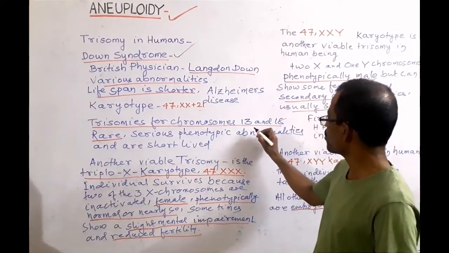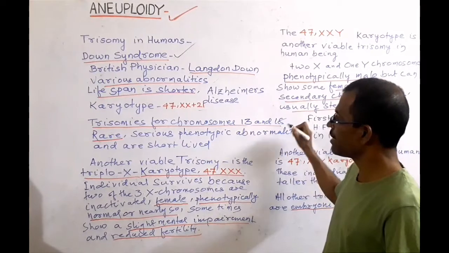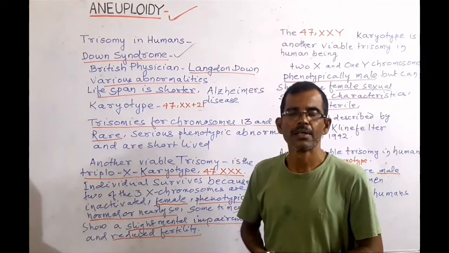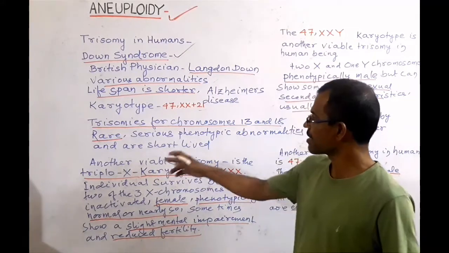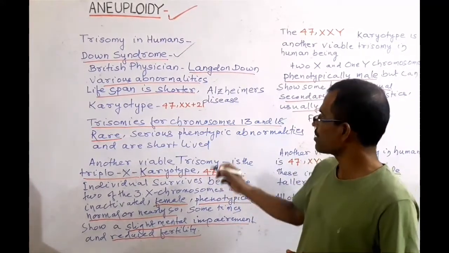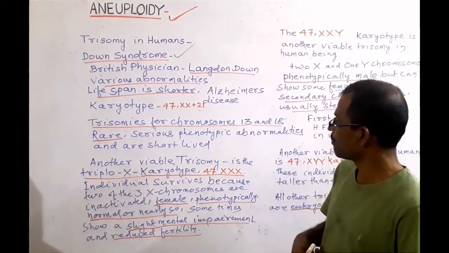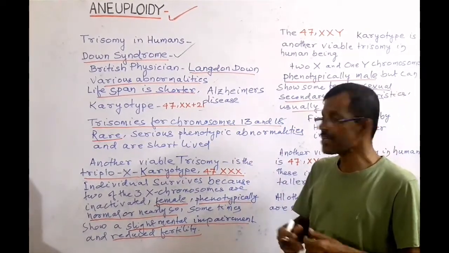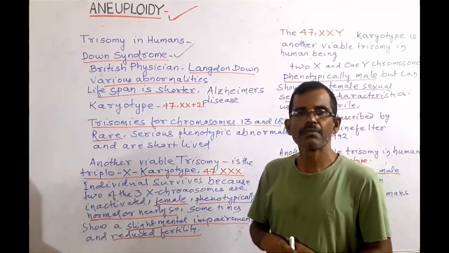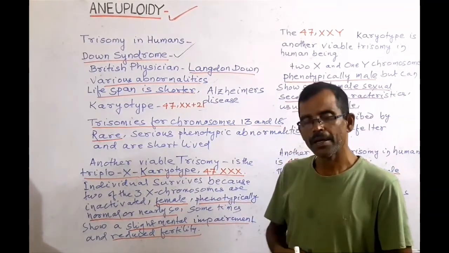Trisomies for chromosomes 13 and 18 have also been found in human beings, but these conditions are very rare, and persons with such trisomy exhibit serious phenotypic abnormalities and are very short-lived.